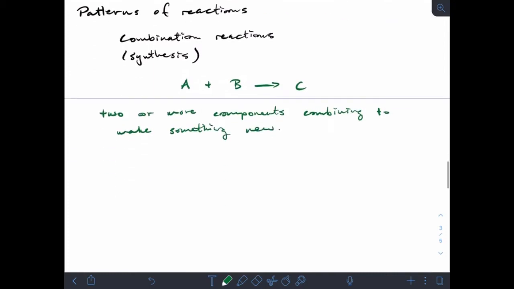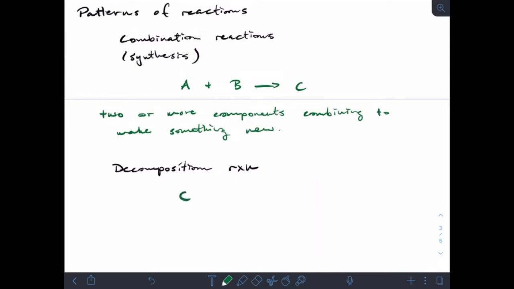The opposite of a combination or synthesis reaction is a decomposition reaction. I'm going to start writing RxN for reaction, just because it gets tiring to write the whole word every time. So the generic version of a decomposition reaction would be exactly the opposite of a synthesis reaction. If I have some component C breaking down into 2 or more things, we can talk about this in terms of something coming apart.